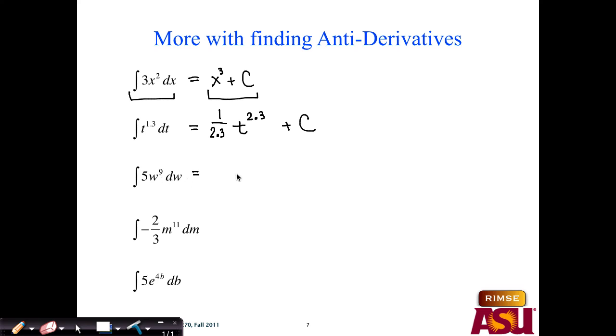If I want to undo power rule, I'd have to increase the power by 1. And then think about what number would need to be in front so that if I took the derivative of this w to the 10th, it would end up being 5w to the 9th. Well, if I throw a half in the front, when I take the derivative, I get 10 times a half. That'd give me a 5. Power reduces by 1.